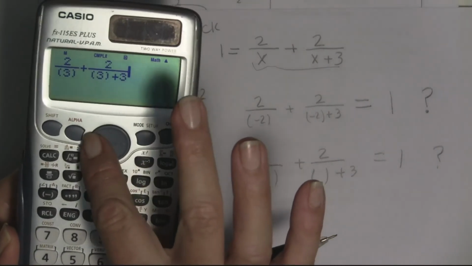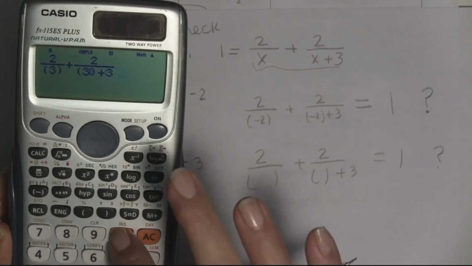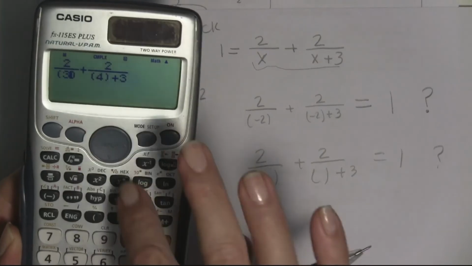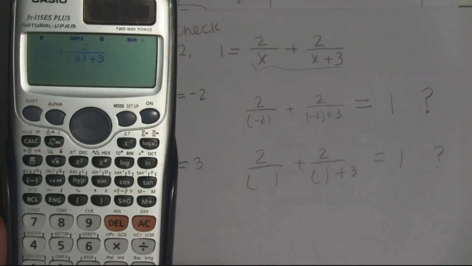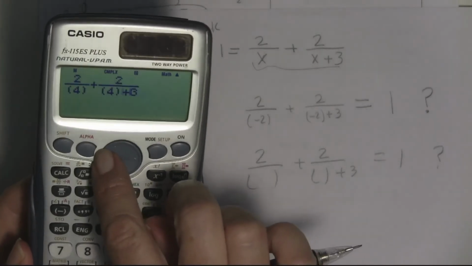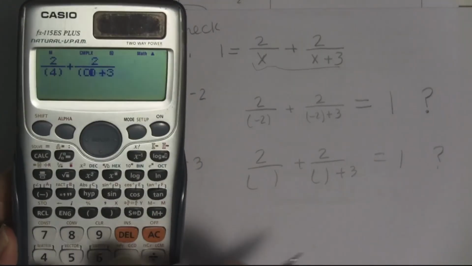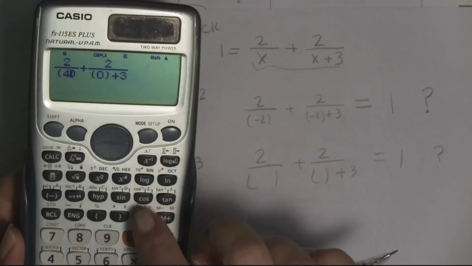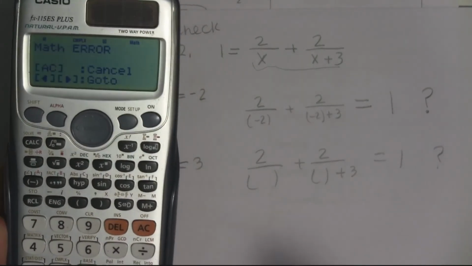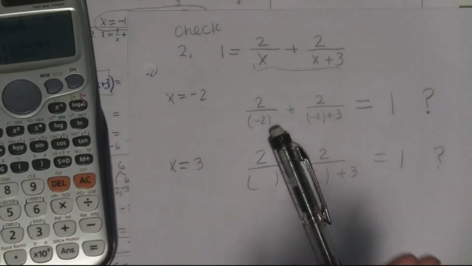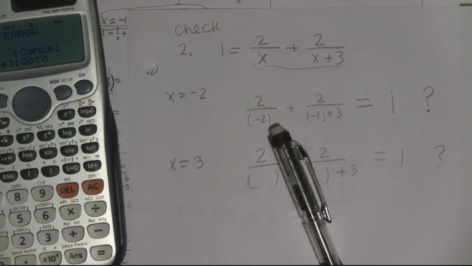If you tried any other thing, like if you tried 4, it gives you something other than 1. If you tried 0, can you see what's going to happen when I try 0? I'm going to get a math error, because you can't divide by 0, right? And so anyway, there's that story. You've got to check.